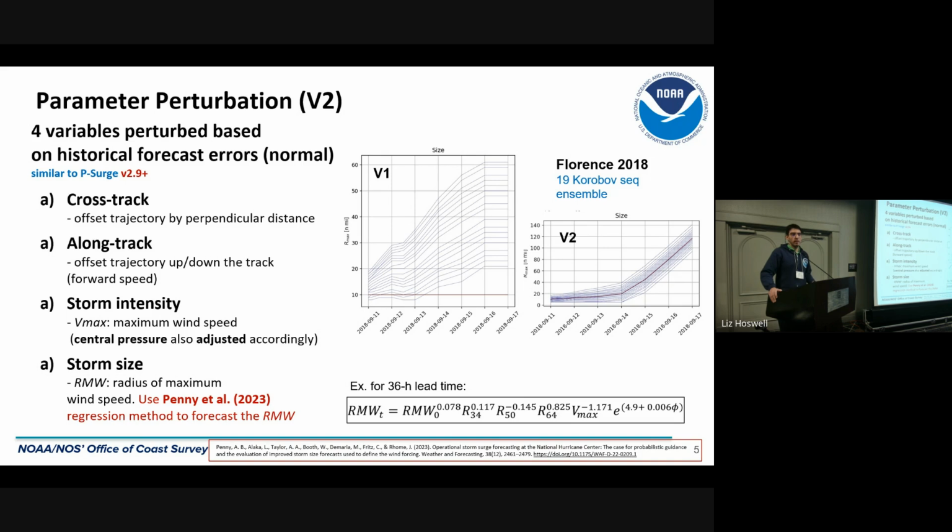The framework is very similar to what P-Surge does. We are perturbing four variables: across track, along track, storm intensity, and storm size.